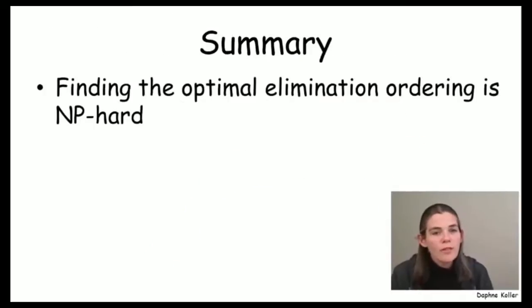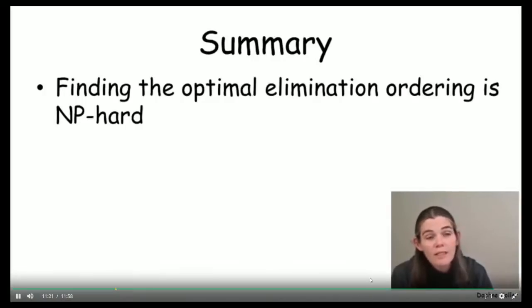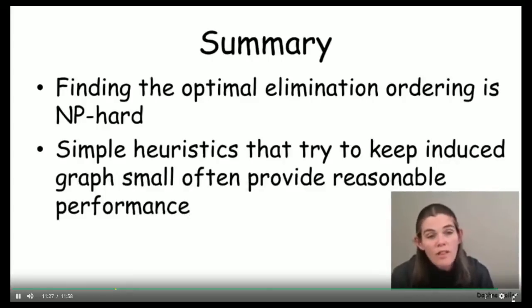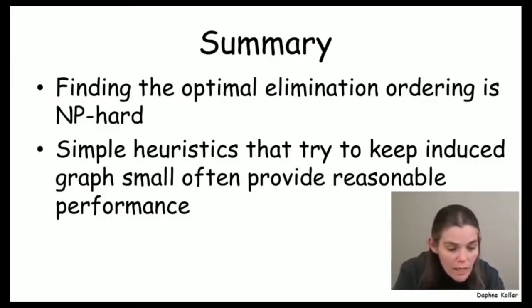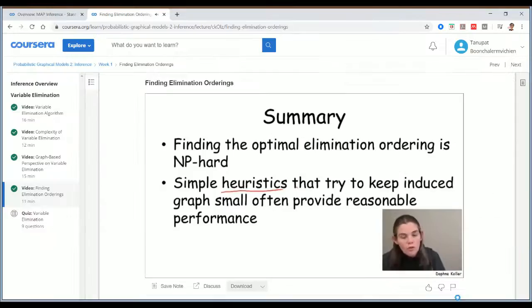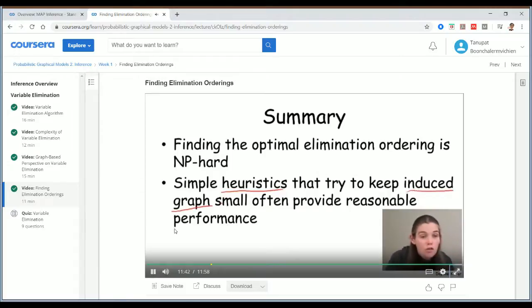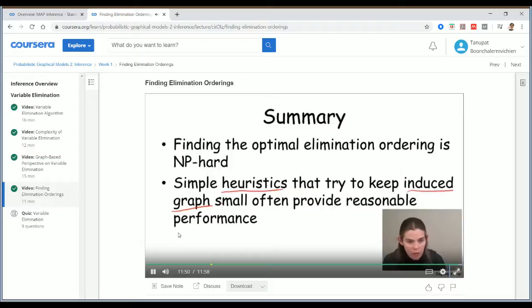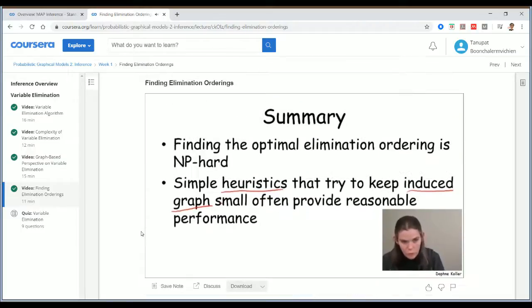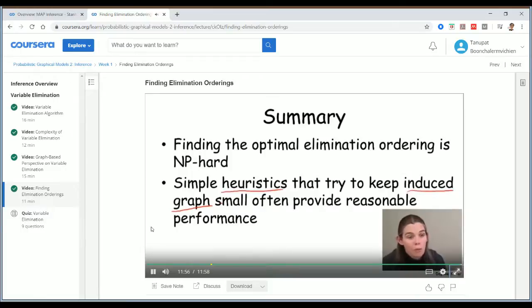In summary, we've seen that finding the optimal elimination ordering is an NP-hard problem, and that it is an NP-hardness that is different from the intrinsic difficulty of inference in graphical models. However, we've also shown that the graph-based view of variable elimination gives us a set of very simple and intuitive heuristics that allow us to construct good elimination orderings. And those work by looking at the induced graph as it's constructed in the course of variable elimination and trying to keep it small and sparse. These heuristics, although simple and certainly not providing good performance in the worst case, are often quite reasonable in practice and are very commonly used.